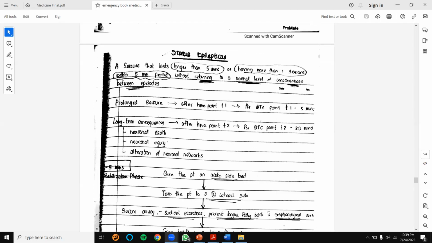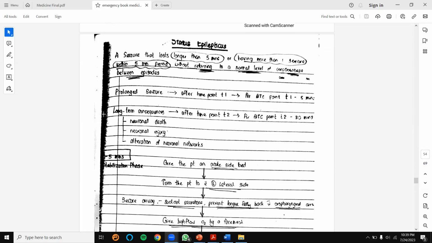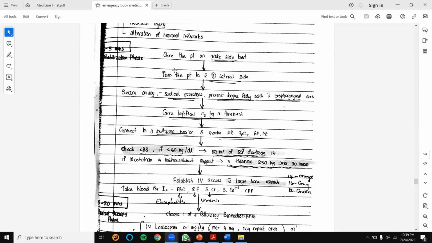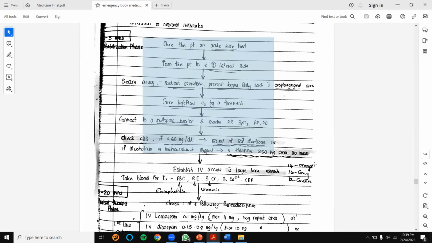So status epilepticus is a seizure that lasts longer than 5 minutes or having more than one seizure within a 5-minute period without returning to a normal level of consciousness between episodes. So how we manage it, the initial management is similar to the pediatric one, the ABCD approach. Assess the site, bed, call for help and all that.